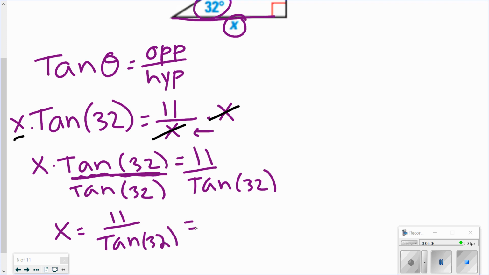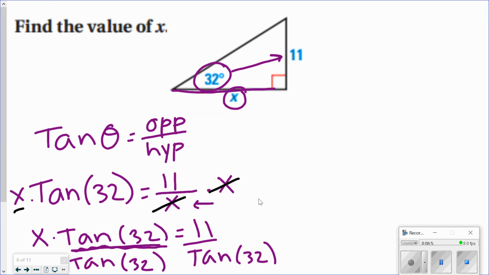Now, when you plug this into your calculator, please make sure your calculator is in degree mode or you will not get this answer. If you plug this into your calculator, you should get 17.6. So what does that mean? It means that this side length is approximately 17.6.